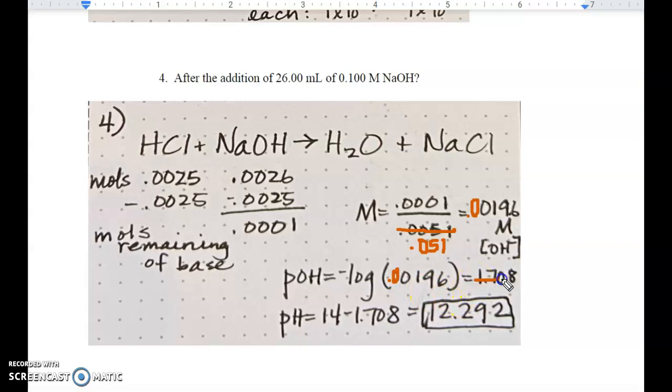0.00196. And that means my pH, or sorry, my pOH is going to come out to the negative log of 0.00196, and that gives me a pOH of 2.708. And that means my pH has to change, because I'm going to subtract now 14 minus 2.708.